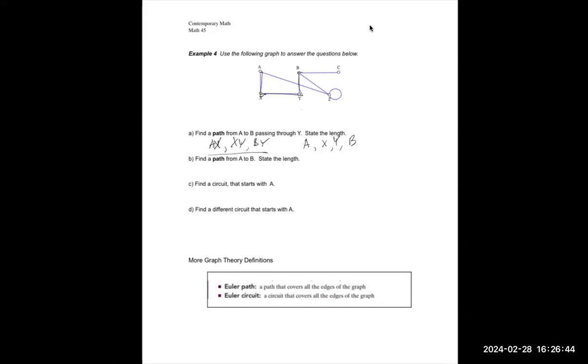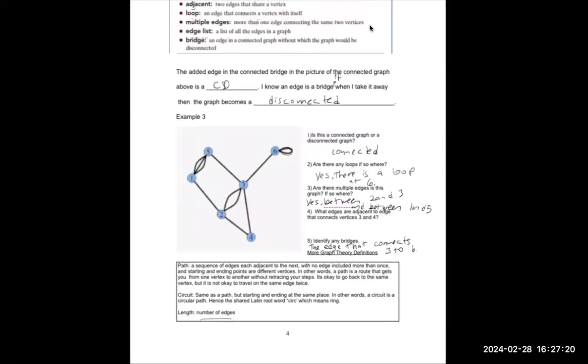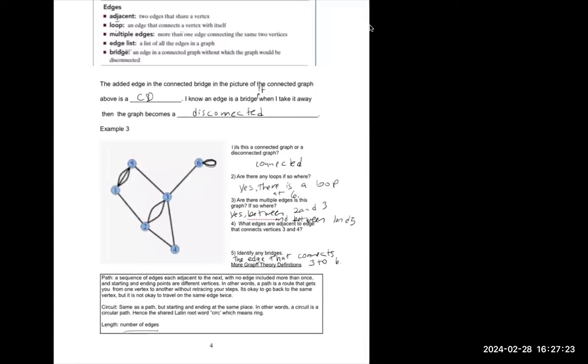But how many edges did I have to travel on? 1, 2, 3. So we actually took 3 roads, if you will, and I'm calling roads the same as edges. I'm using those words interchangeably. Hopefully that helps you. So I would say that's of length 3, because we just saw in the definition that it's the number of edges that you cross in that path or circuit. So it says find a path from A to B and state the length.